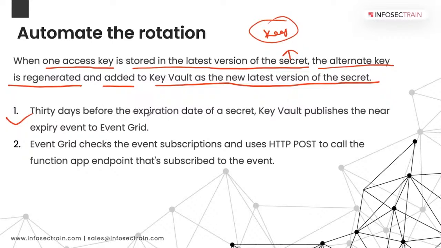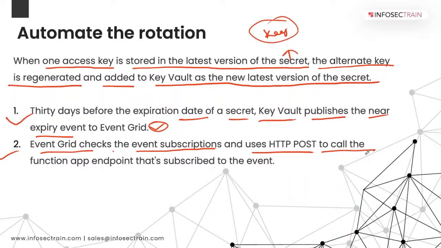First step is 30 days before the expiration date of a secret, Key Vault is going to publish the near expiry event to the Event Grid. Now, second step, Event Grid checks the event subscription and uses the HTTP POST to call the function app endpoint that subscribed to the event. So this Event Grid is working.